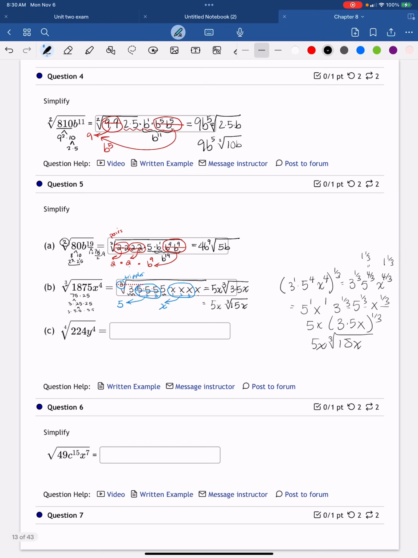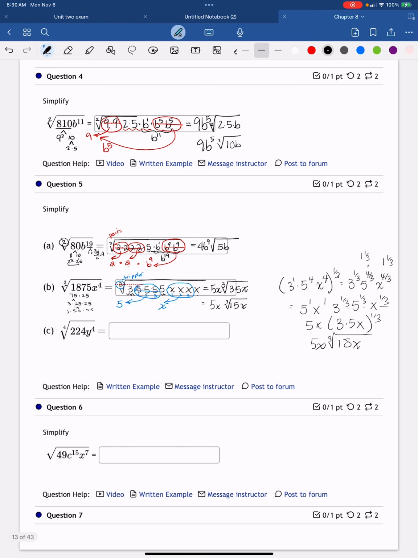224. 4 goes into 224. Let me see how many times. 224 divided by 4 is 56. So I have 4 times 56. 56 is 8 times 7. So we have 4 times 8 times 7. So this is 2 squared, 2 cubed, and then a 7.